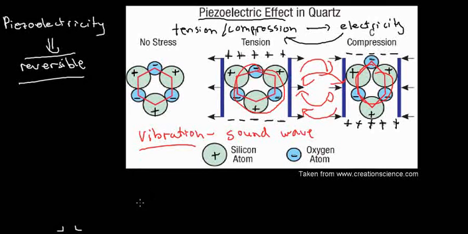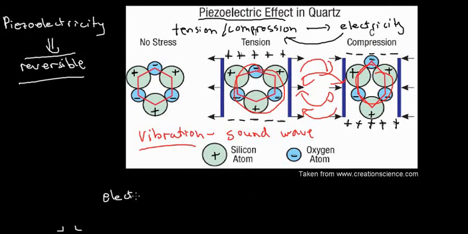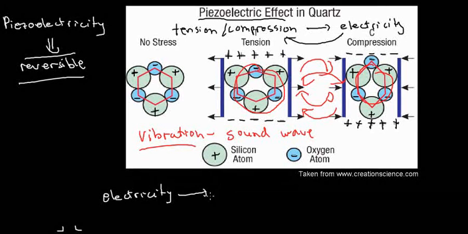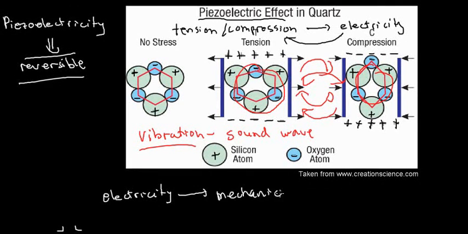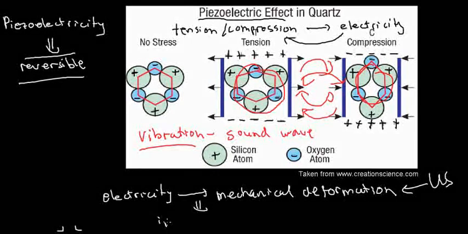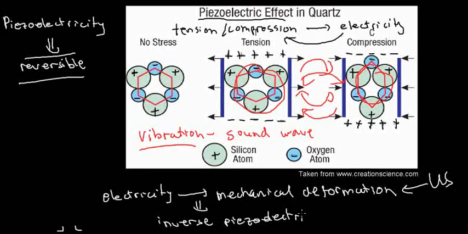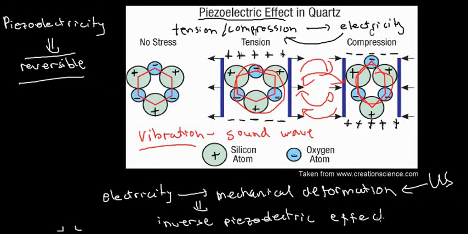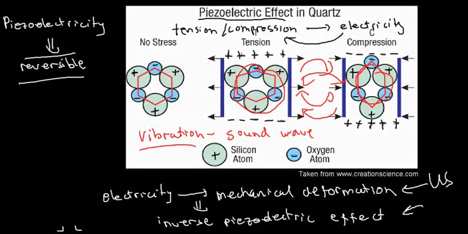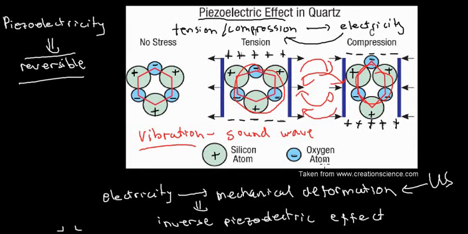And that, taking electricity and causing mechanical deformation, we already said this is going to get us our ultrasound or any sound. This is called the inverse piezoelectric effect. And this is now getting useful to us, because we can take this crystal and introduce current to it, cause mechanical deformation, and get an ultrasound.